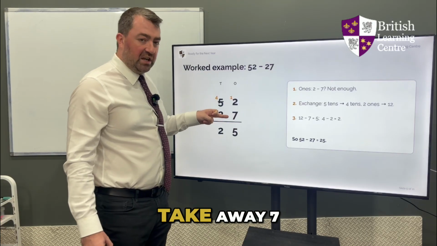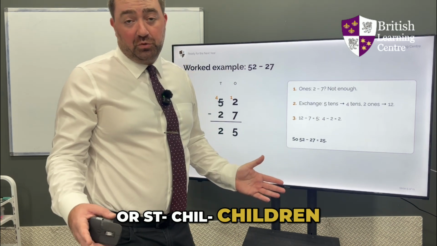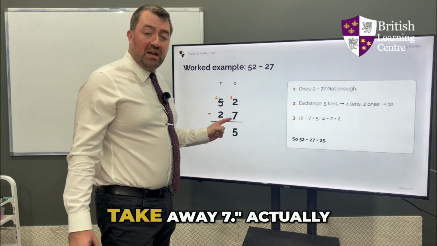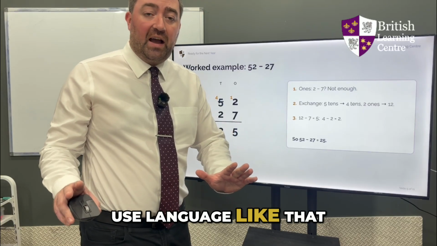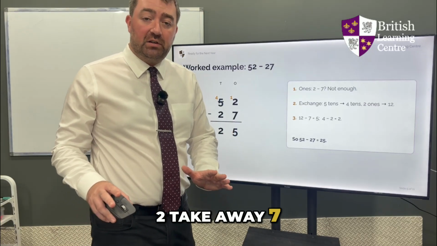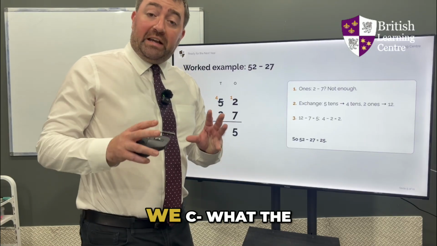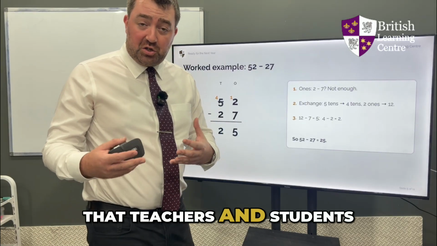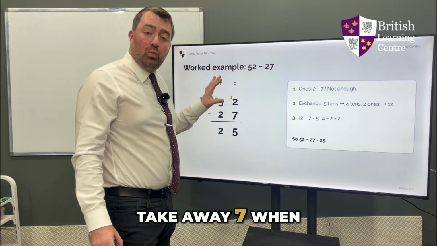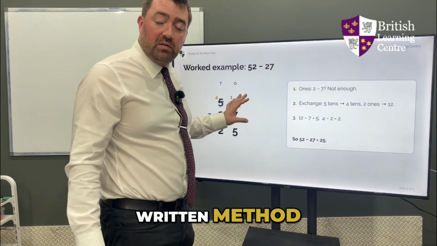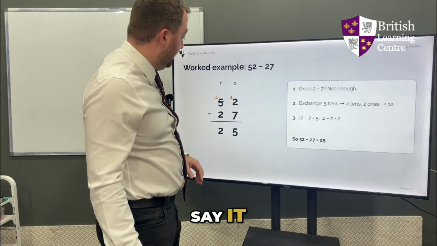You'd start with 2 take away 7. Now, even teachers I've heard or children will say, oh, you can't do 2 take away 7. Actually, you don't want to use language like that because you can do 2 take away 7. The answer to 2 take away 7 is -5. What teachers and students should be saying is you can't do 2 take away 7 when you're doing the formal written method, the column method for subtraction. Okay, that would be the correct way to say it.